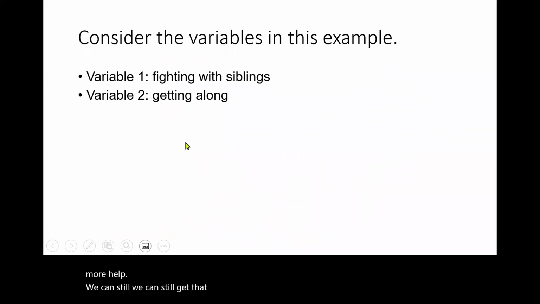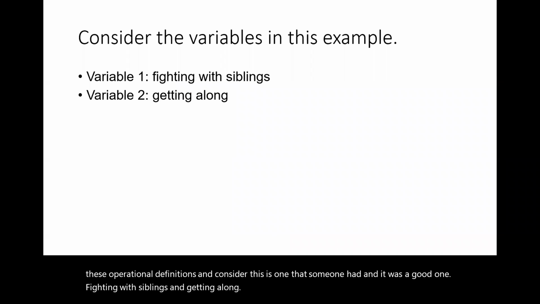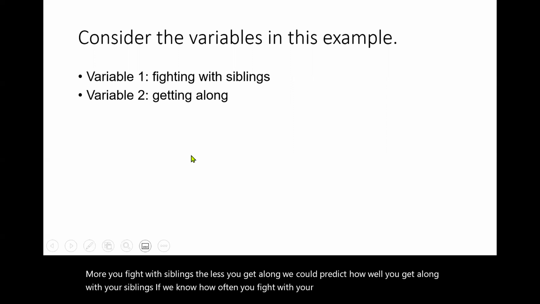So this is where we're going to go next. We're going to go to these operational definitions and consider this. This is one that someone had, and it was a good one. Fighting with siblings and getting along. They're positing an inverse relationship. The more you fight with siblings, the less you get along. We could predict how well you get along with your siblings if we know how often you fight with your siblings. But this is my question.